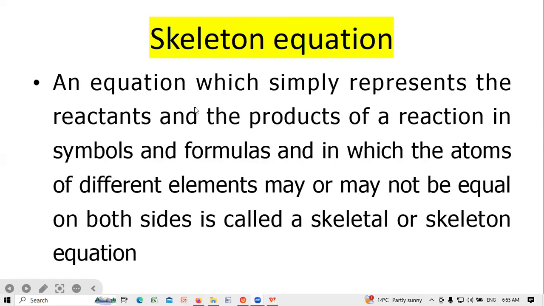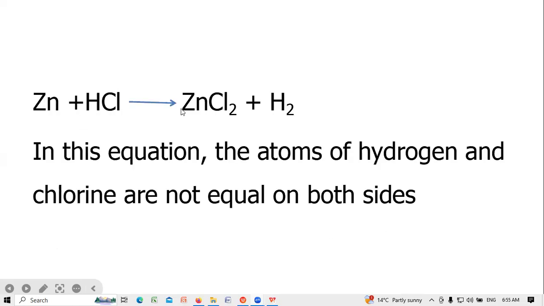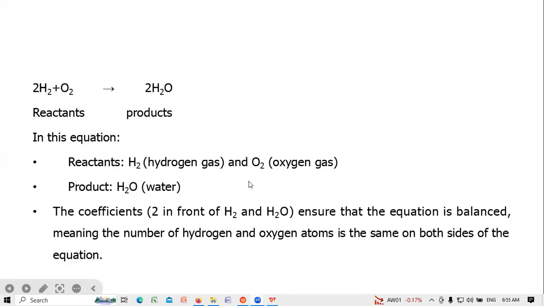A skeleton equation simply represents the reactants and products of a reaction in symbols and formulas, in which the atoms of different elements may or may not be equal on both sides. It is called a skeleton equation. Zinc plus hydrochloric acid gives zinc chloride and hydrogen. In this equation, the atoms of hydrogen and chlorine are not equal on both sides.